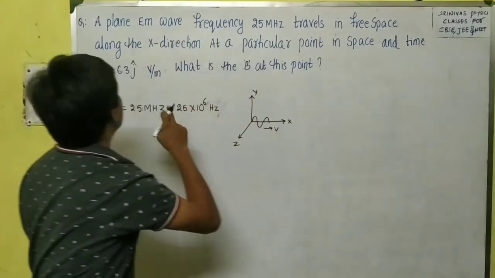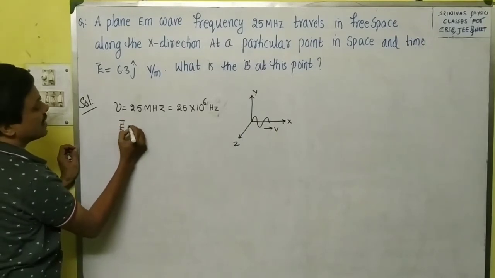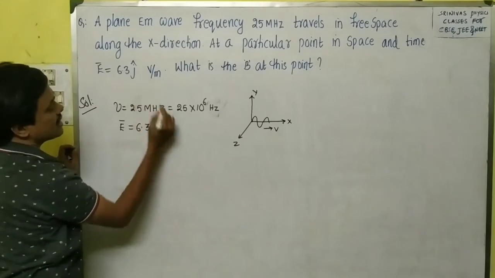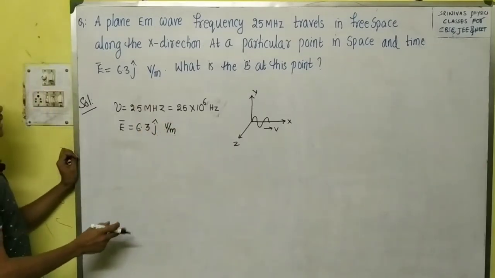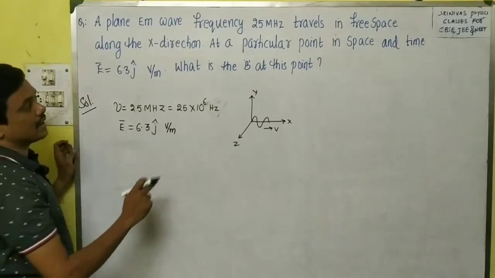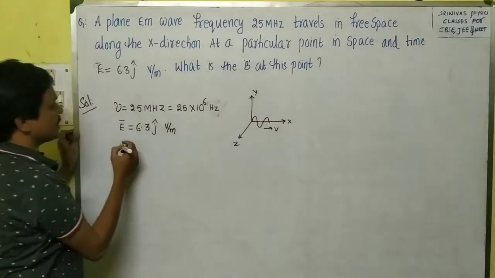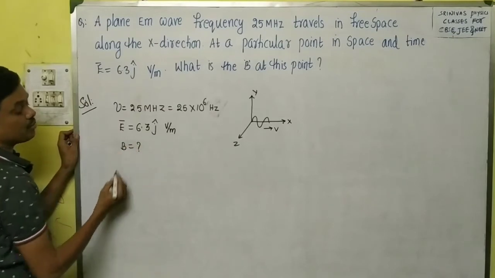When the EM wave is traveling along the x direction, at a particular point in space and time, they gave the electric field as 6.3 j cap. That means the electric field is along the y axis. The electric field magnitude E is 6.3. Then the question is: what is the value of the magnetic field? B value is how much?